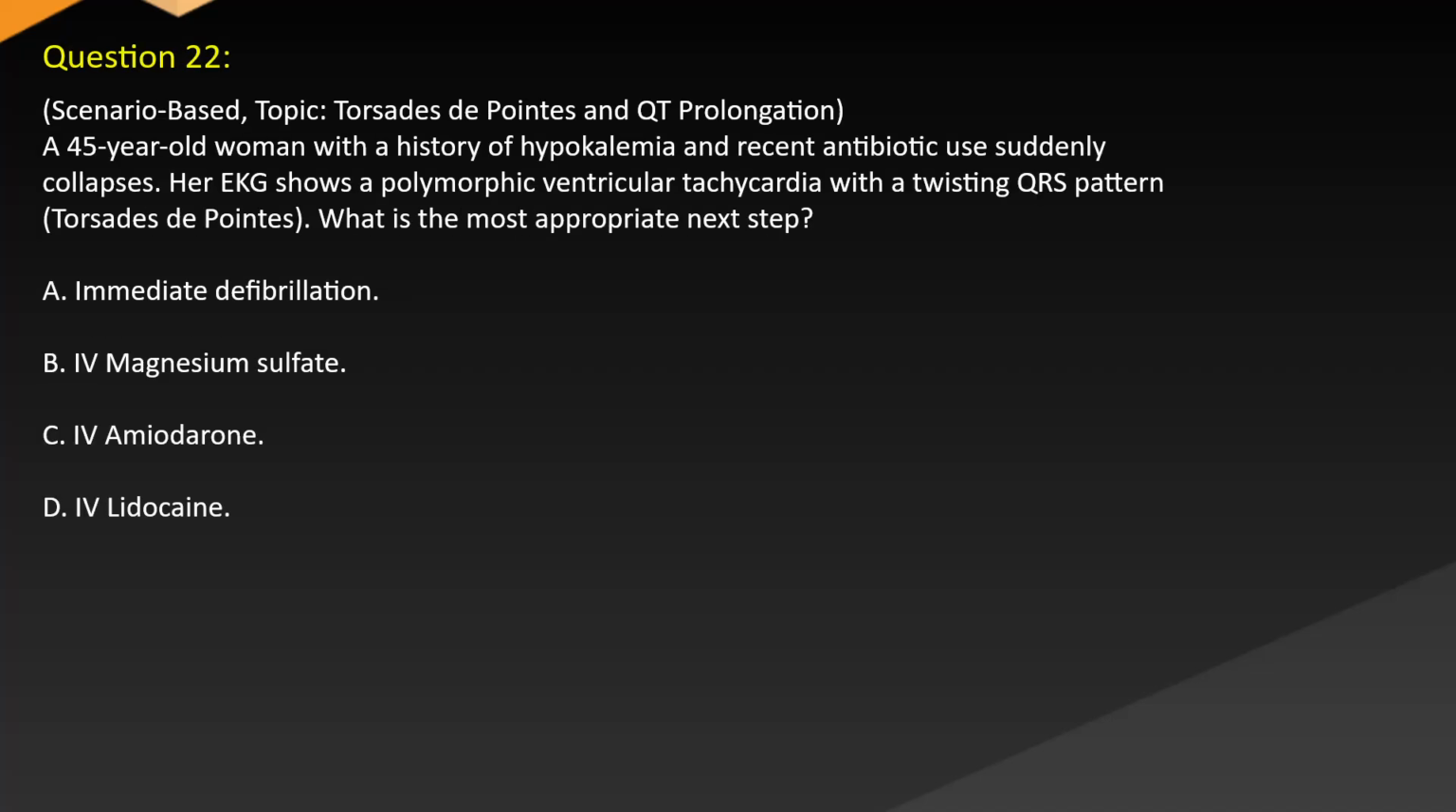Question 22. Scenario-based. Topic: Torsades de pointes and QT prolongation. A 45-year-old woman with a history of hypokalemia and recent antibiotic use suddenly collapses. Her EKG shows a polymorphic ventricular tachycardia with a twisting QRS pattern, Torsades de pointes. What is the most appropriate next step? A. Immediate defibrillation. B. Magnesium sulfate. C. Amiodarone. D. Lidocaine.